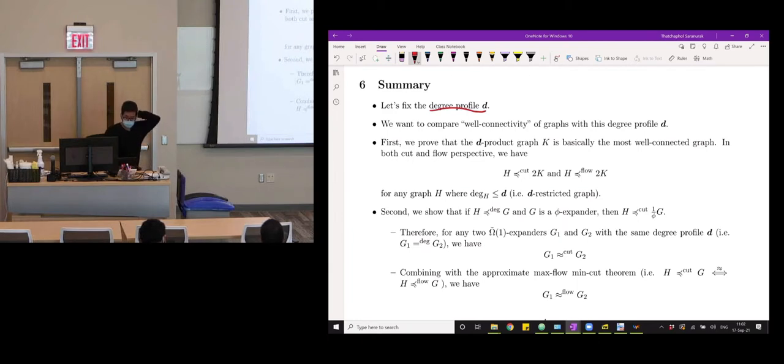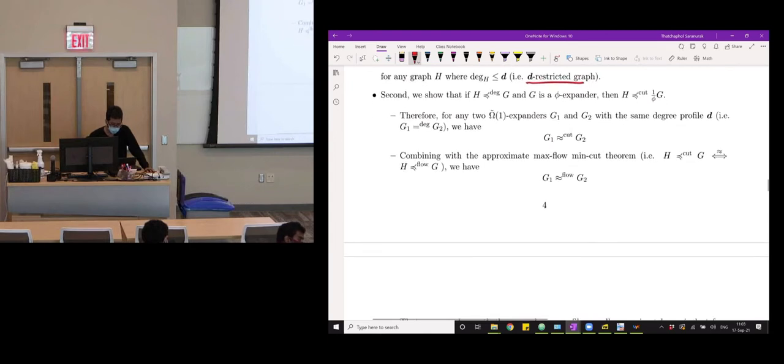We first saw that the D product graph is basically the most well-connected one from both the cut and flow perspective. Any D-restricted graph H is less than 2K, in both cut and flow sense. Okay? That's what we have. So the product graph is the most well-connected one.